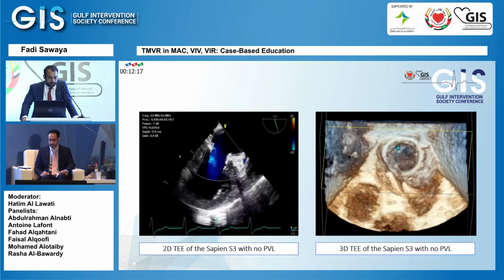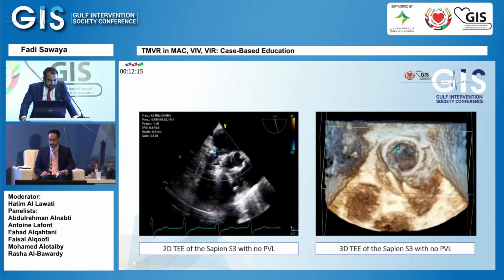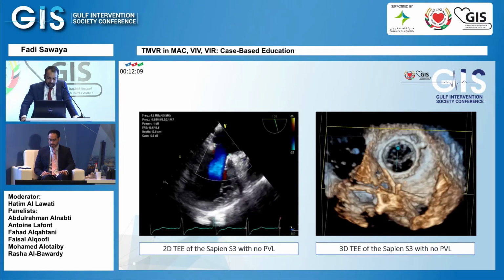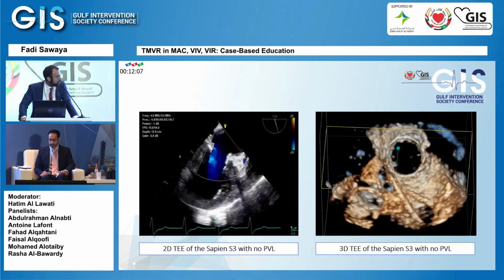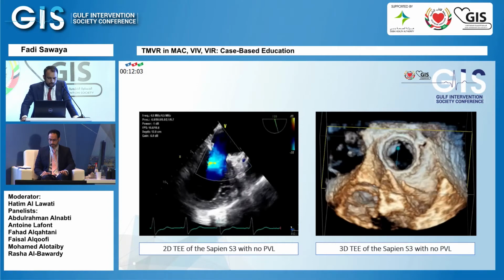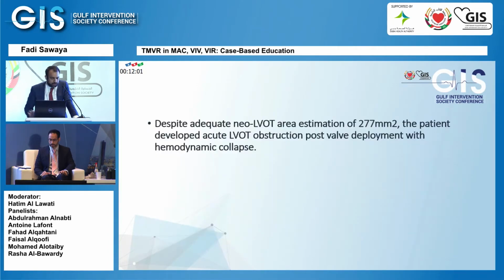So this was the result directly after. You can see there is trivial leak, and on 3D echo you can see a very well seated, very well circularized valve with no PVL. However, directly the patient went into hemodynamic collapse. The pressure was 40-50, and there was a very big suspicion of LVOT obstruction.